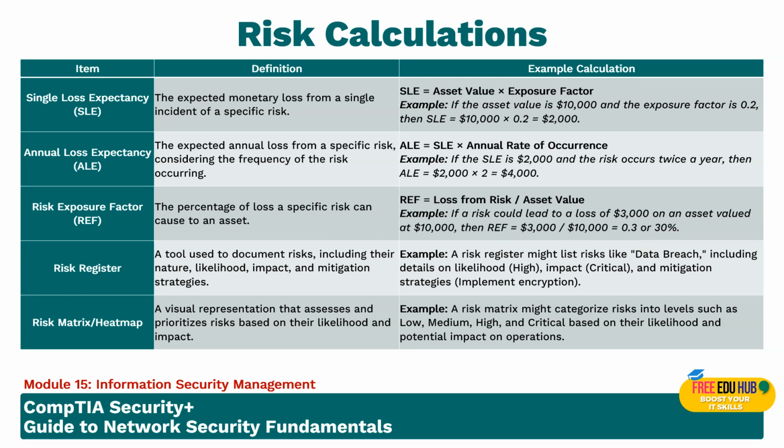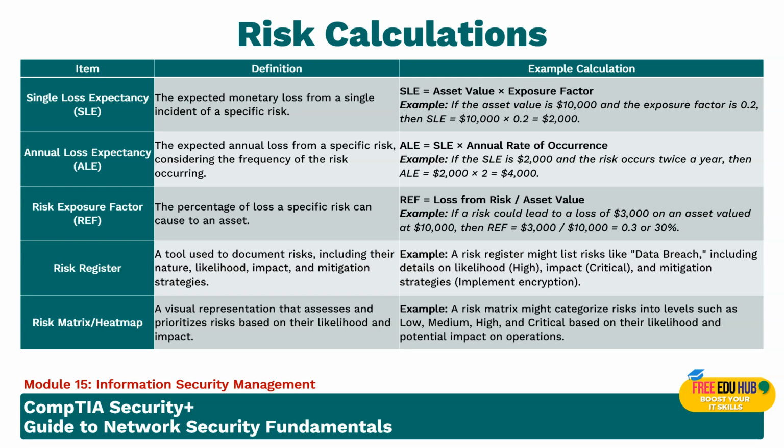Then we have the risk register. The risk register is the management tool used to document all identified risks along with their nature, likelihood, potential impacts, and the measures in place to manage them. It serves as a centralized database for organizations to monitor and review risks systematically, and to ensure that all risks are known and can be managed by relevant stakeholders. For example, a risk register might list the risk of a data breach, including details of the likelihood, which could be high, the impact, which could be critical, and mitigation strategies that could be implemented, like encryption.